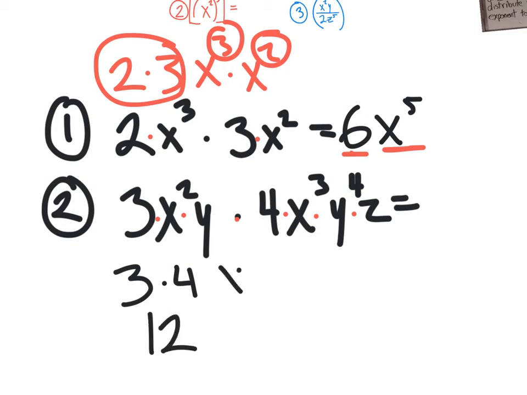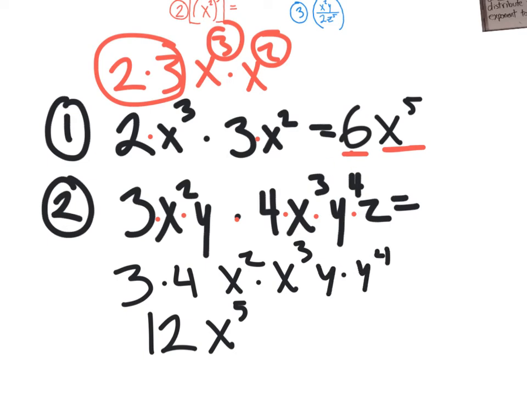You could say 3 times 4 first, which you know is going to be 12. And then you could put the x to the second times x to the third right next to each other, and that'll be x to the what? X to the 5, x to the fifth power. And then the next one, y to the first power times y to the fourth power. What do we get? Y to the 5 also.